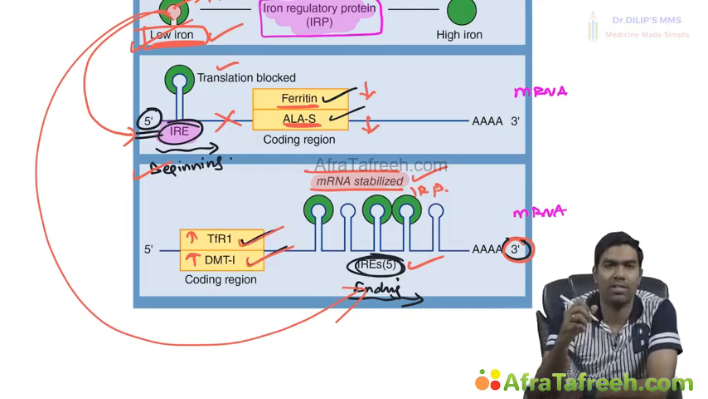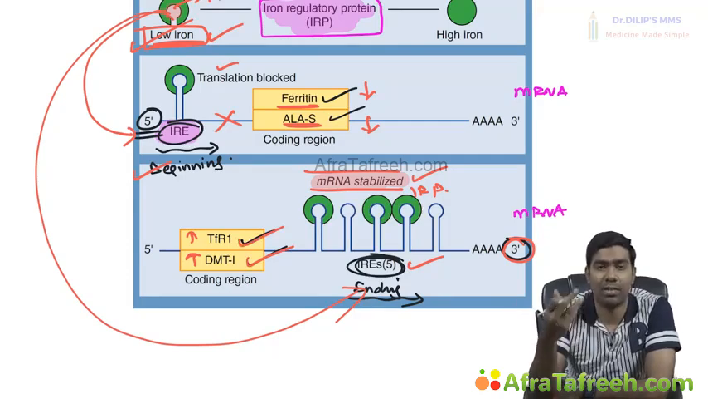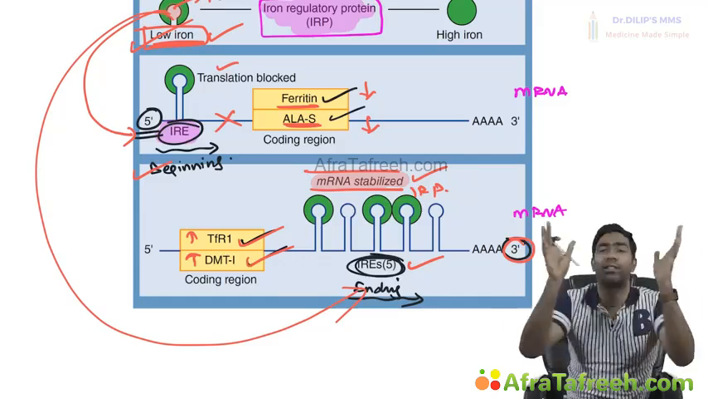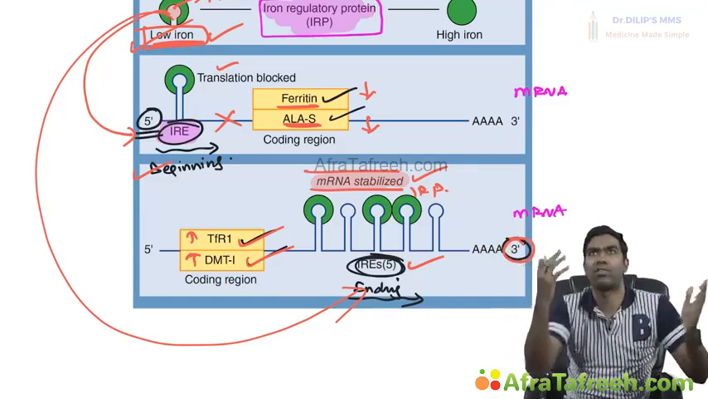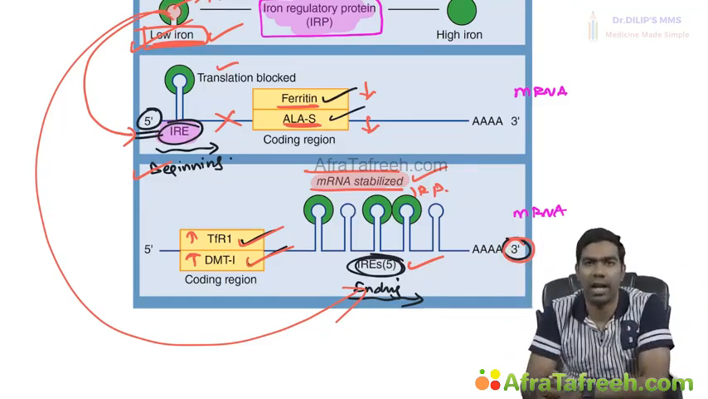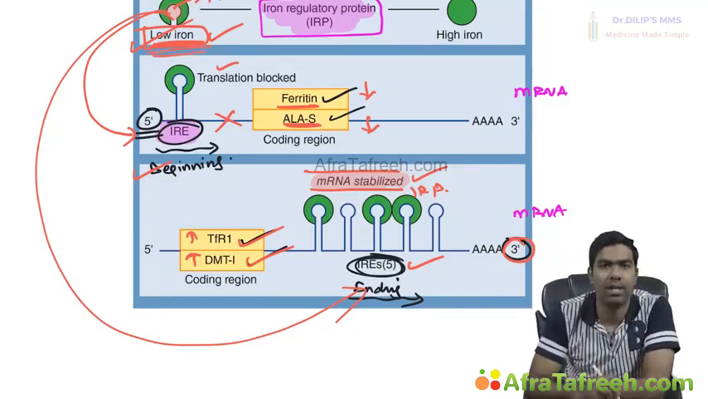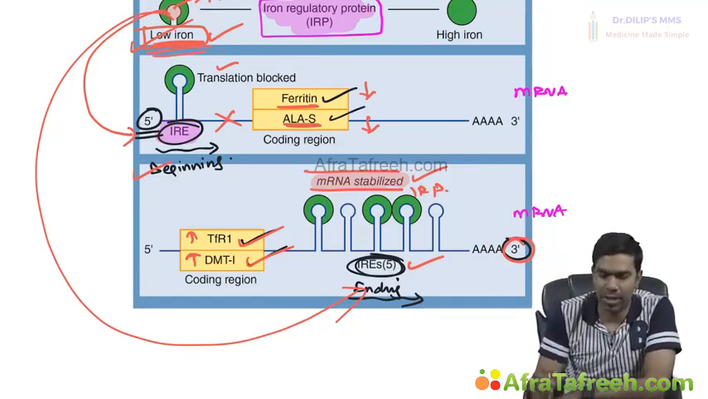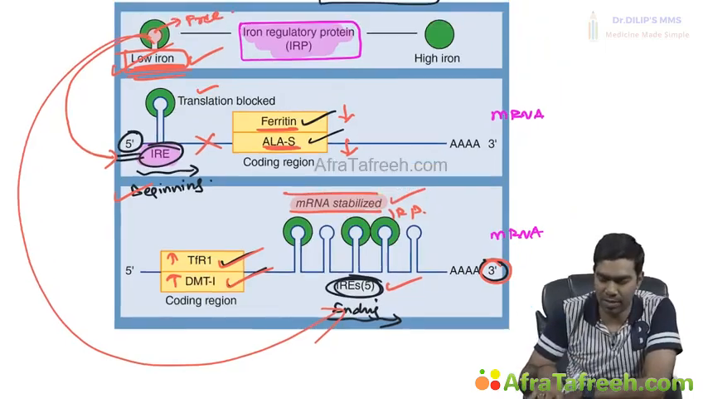At the same time, transferrin receptor 1 should be increased, because the cell has to place a lot of transferrin receptor 1 on the cellular surface so that it can trap a lot of iron into the cell, because it's a low iron state. That is the reason. Exactly the reverse will happen when there is high iron.